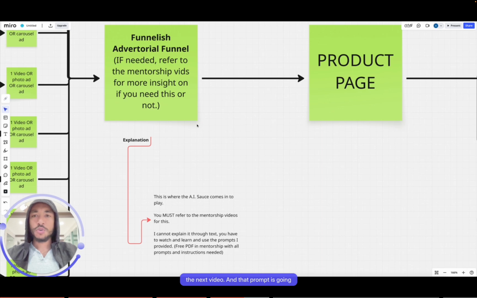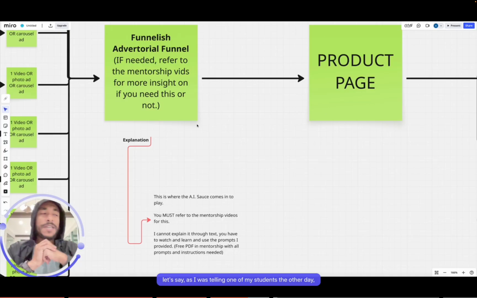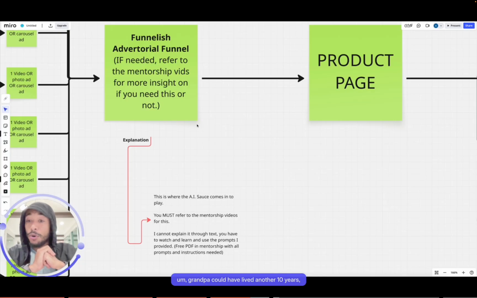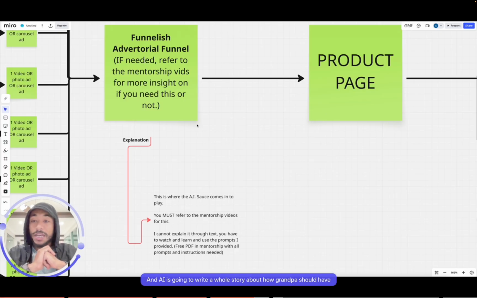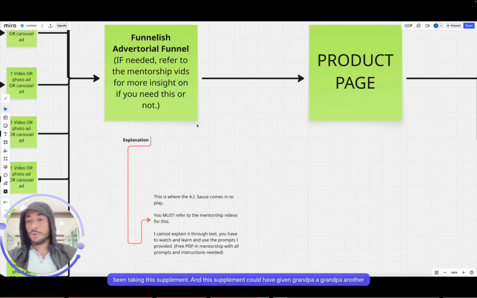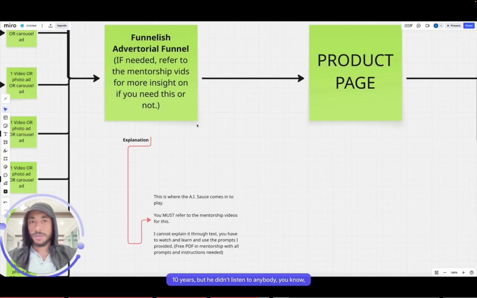And that prompt is going to give you a story, which we call an advertorial. And it's going to run the customer through, let's say, as I was telling one of my students the other day, Grandpa could have lived another 10 years, but instead he didn't. And AI is going to write a whole story about how Grandpa should have been taking this supplement. And this supplement could have given Grandpa another 10 years, but he didn't listen to anybody, you know?